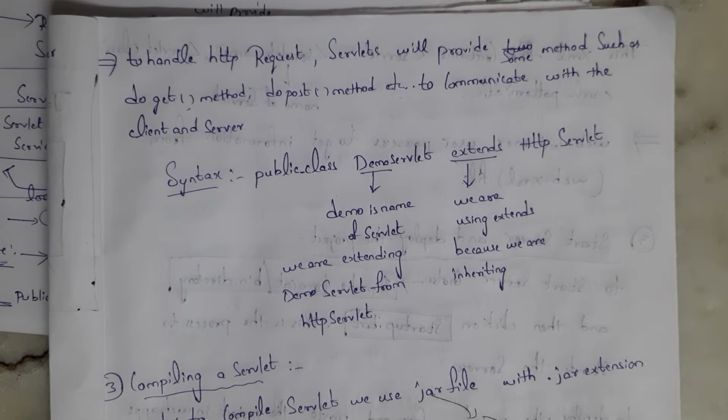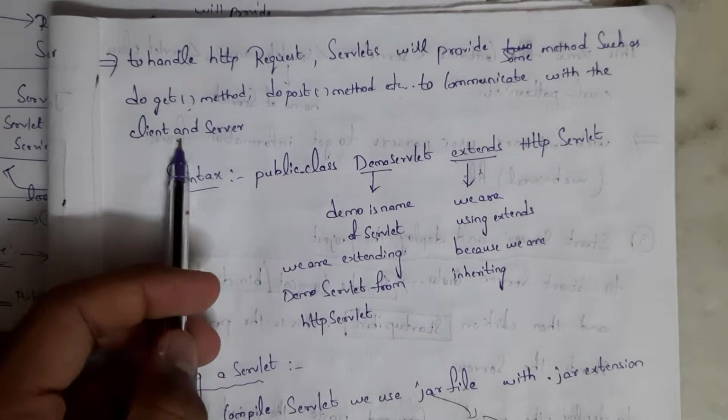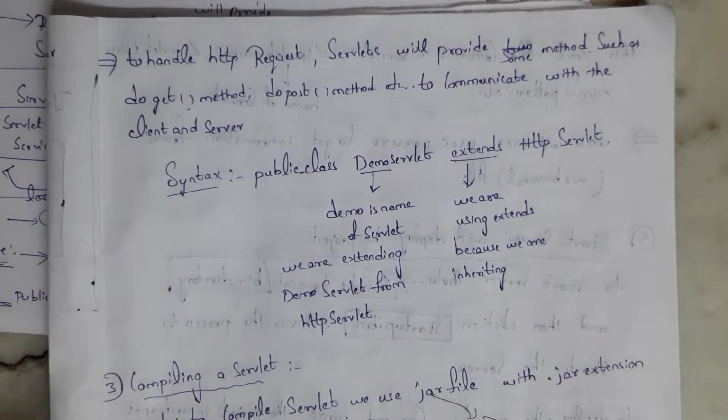Whenever a user sends an HTTP request, in order to handle this HTTP request, the servlet uses methods like the doGet method, the doPost method, and so on. These are the methods used to handle HTTP requests, and they are also used to communicate between the client and the server.